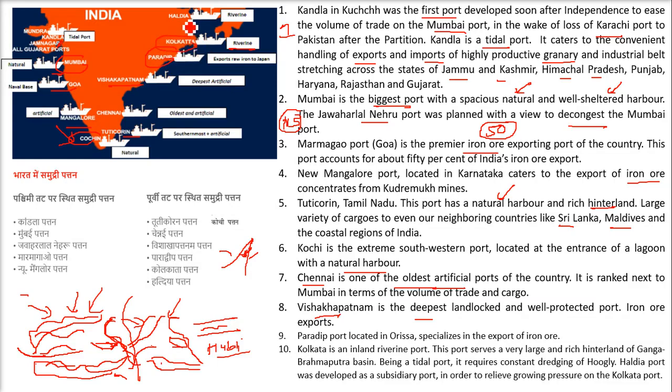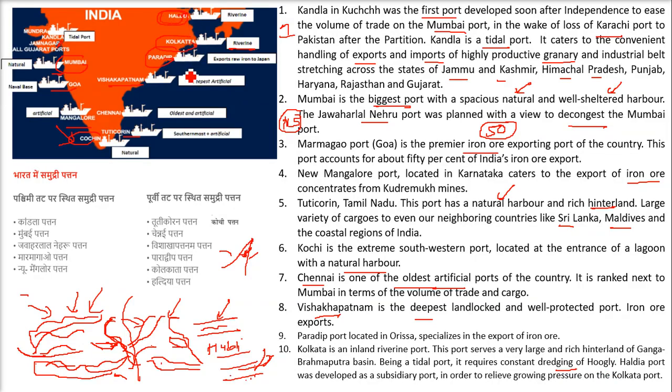Then we have Kolkata here, and then supporting Haldia. Kolkata is an inland riverine port. I told you about Hooghly. So it's an inland riverine port, and this port serves a very large and rich hinterland of the Ganga-Brahmaputra basin. It is a tidal port. It requires constant dredging of the Hooghly river, because whenever a river goes to the sea, it has a lot of sedimentation in it. So that has to be cleared. That is, it requires constant cleaning or dredging of the sedimentation.